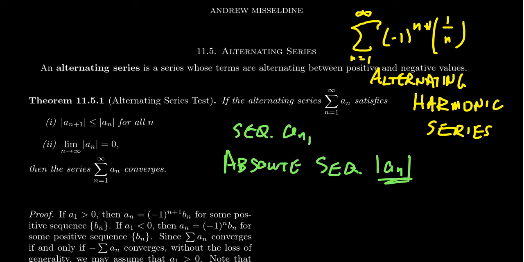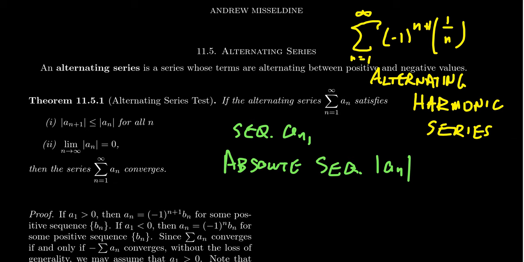Why that's important is that when we do things like the comparison test or the integral test that we talked about before, those required as part of the assumptions that all the terms in the sequence have to be non-negative. It has to be an absolute sequence. Sometimes we want things to be absolute so that we don't have to worry about some issues that come up with negatives. That also comes up in this discussion with the alternating series test.